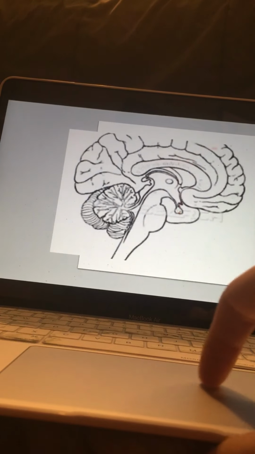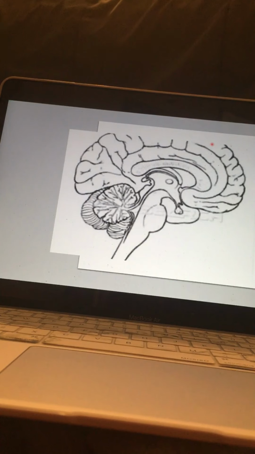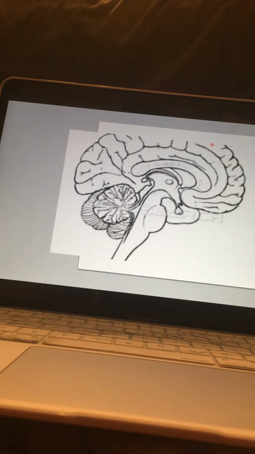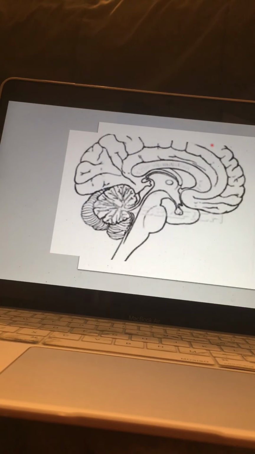Up top, we have the cerebral cortex. The cerebral cortex is the two hemispheres, and each hemisphere acts contralaterally, so it controls opposite sides of the body. The hemispheres are not equal in function. There is some lateralization. We also have the cerebrum up top.